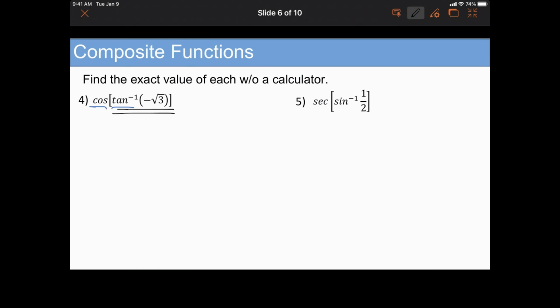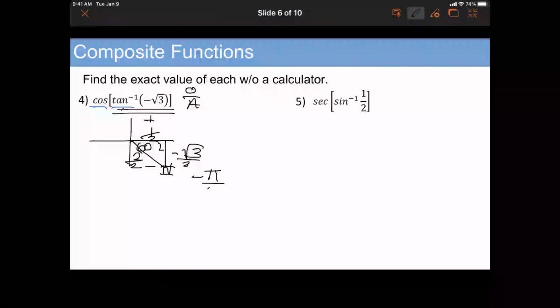So remember, we're given a number. That means I'm going to find an angle. So I'm not going to look at the cosine. I'm just going to do this. So for tangent, I have to remember what quadrant. Tangent, positive here, negative here. So we're going to be in the fourth quadrant. And I know it's opposite over adjacent. So this is negative root 3 over 1. Hypotenuse is going to be 2. Divide everything by 2. This is going to be 60. So the angle is going to be negative pi over 3.